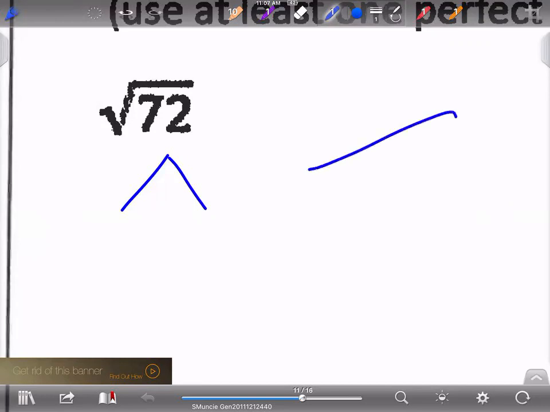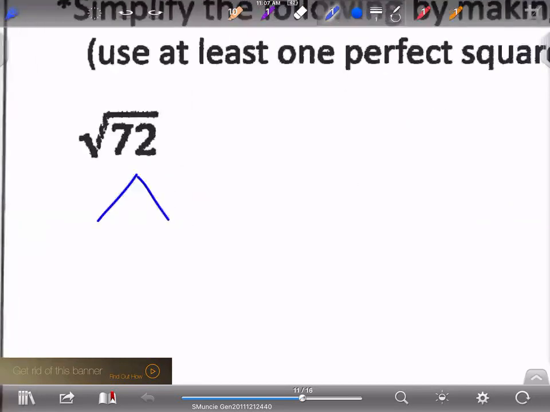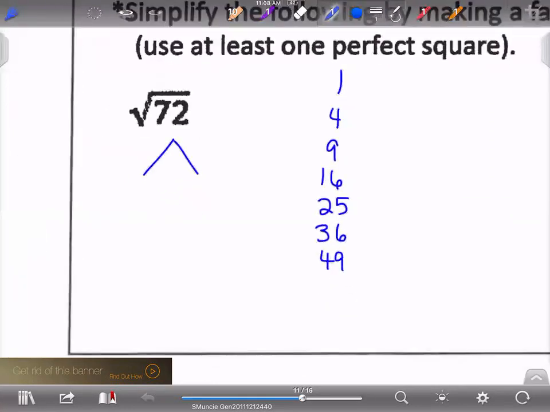So remember our perfect squares: 1, 4, 9, 16, 25, 36, 49, 64, what did I miss? Oh, hold up, 81, 100. The list goes on and on forever. That's just 1 through 100. What's that? Okay. Look for the people online. Oh yeah, I forgot. Yep.